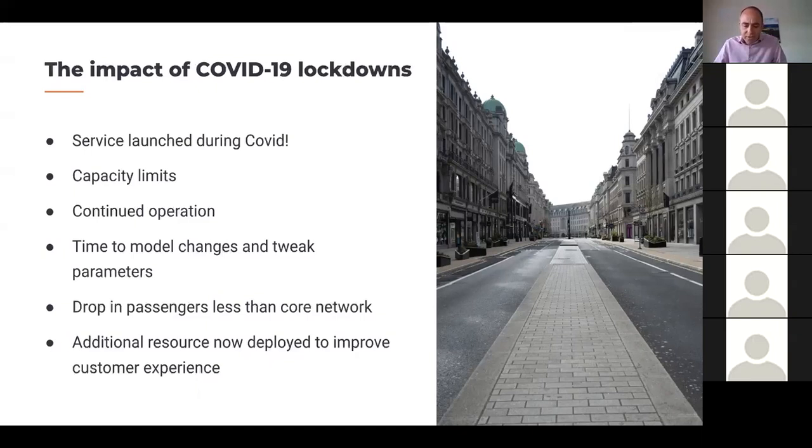As soon as we launched the service, we were obviously running under the capacity restrictions that we have across our regular scheduled vehicles. So at the moment, we can only carry 50% of the plated capacity of the vehicle. But I think the important thing is we launched this service and it's continued to operate through the 2 lockdowns we've had since it started.